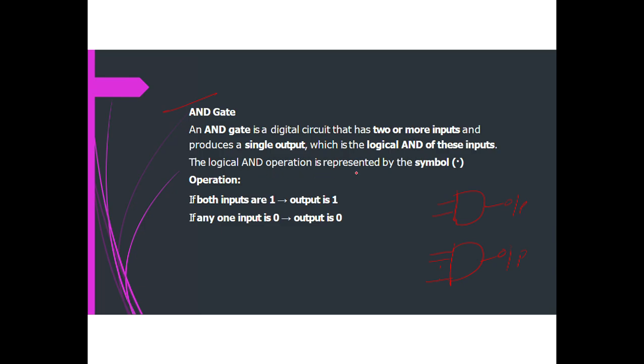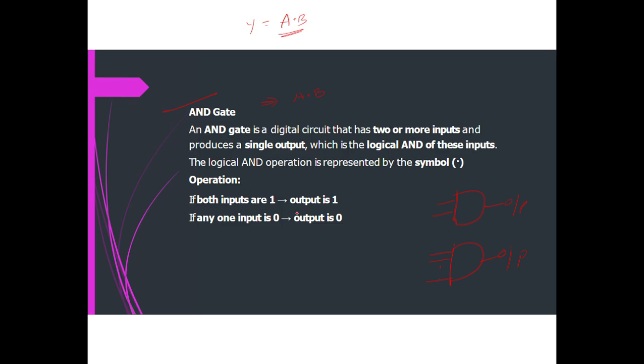The logical AND operation is represented by the dot symbol. The AND gate is nothing but the product operation, the product between the two inputs or multiple inputs. If you consider A, B as the two inputs, the output of the AND gate is A dot B. Here you can see Y is equal to A dot B. So the logical AND operation is represented by the dot symbol, and this will be the representation of the AND gate.